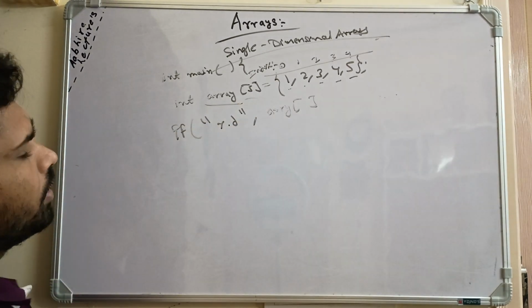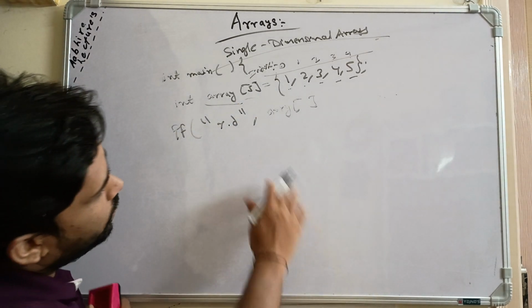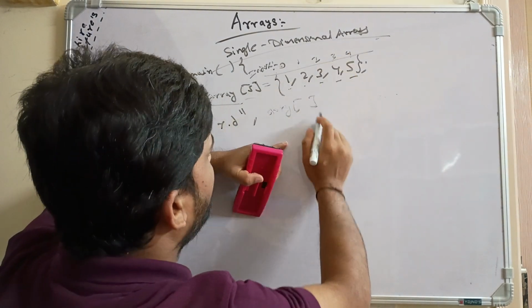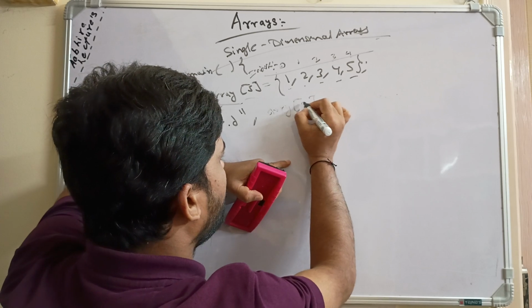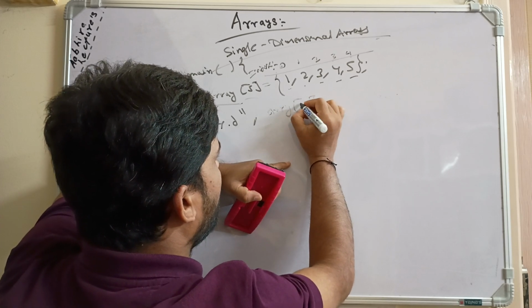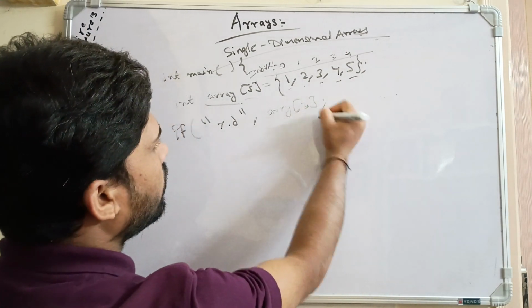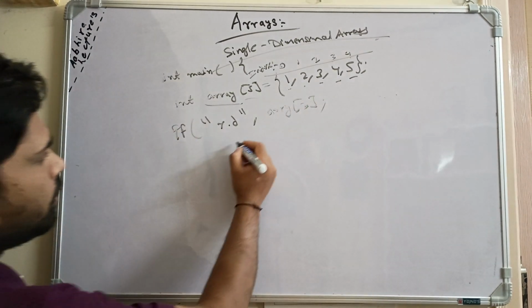Of size 5. So if I want to print array of what index you want to print, say if you want to print index 2, index 2 we want to print, so what will the output be?